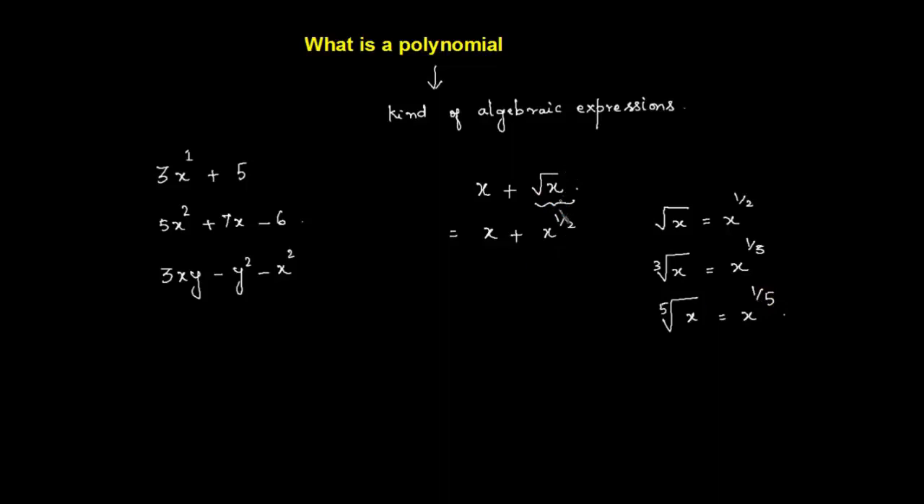So here you can see that it is square root of x, which can be written as x raised to the power 1 by 2. Now this x has been raised to the power 1 by 2. So the power to which x is raised is a fraction. So such expressions will not be part of a polynomial. So since the expression has the term root x, that is x raised to the power half, it is not part of a polynomial. This expression is not a polynomial.